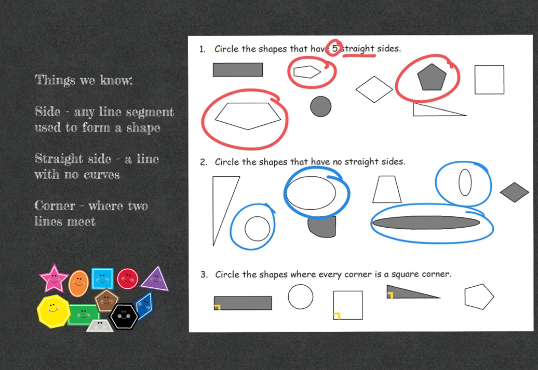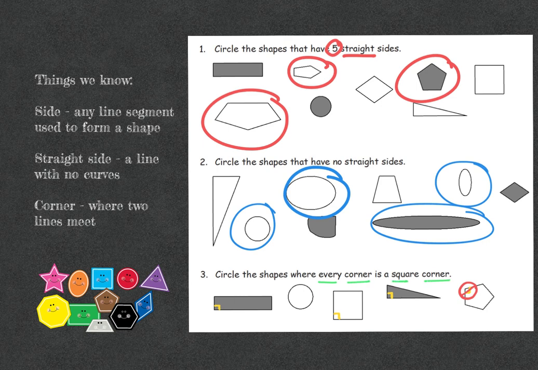These 3 would be examples of square corners. If I were to try to make a square in this corner, it's not quite exactly a square. And here we have a circle which has no corners, so we know that's not going to work. And our question says to circle the shapes where every corner is a square corner.